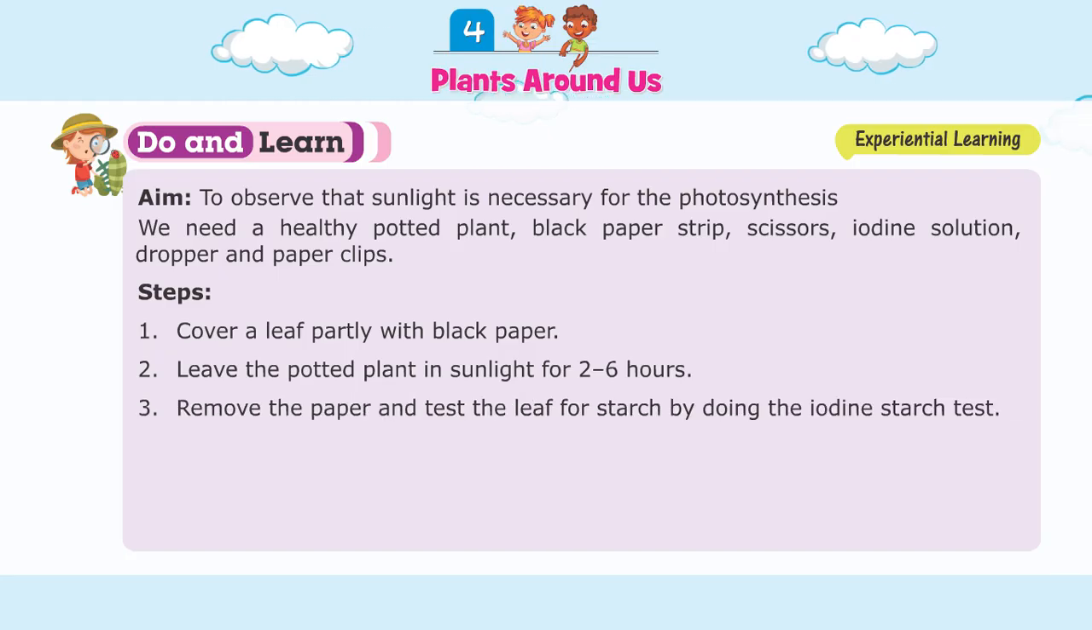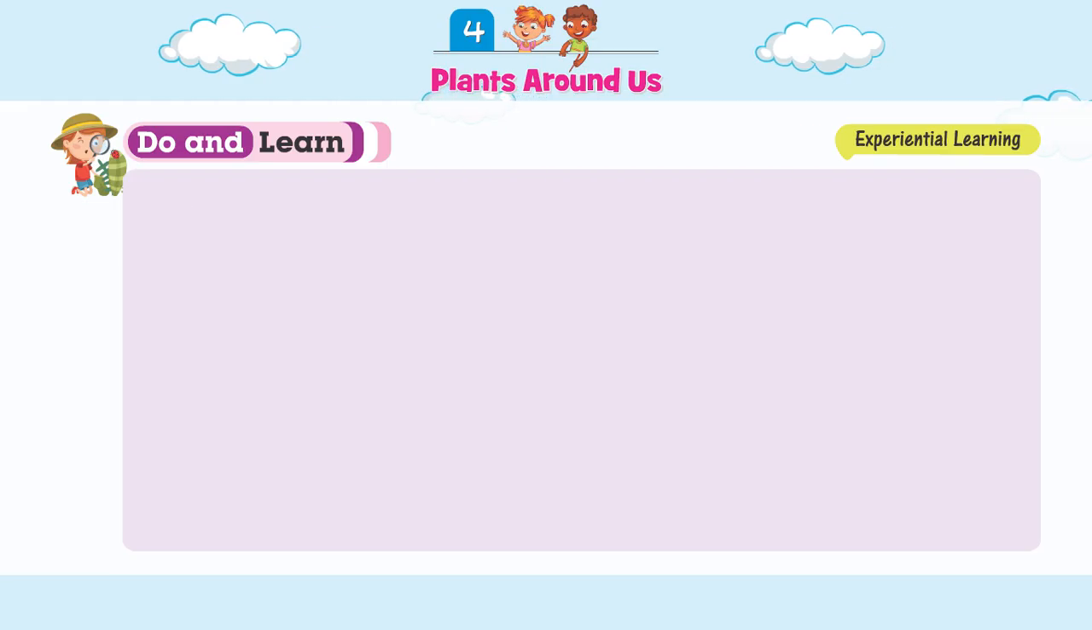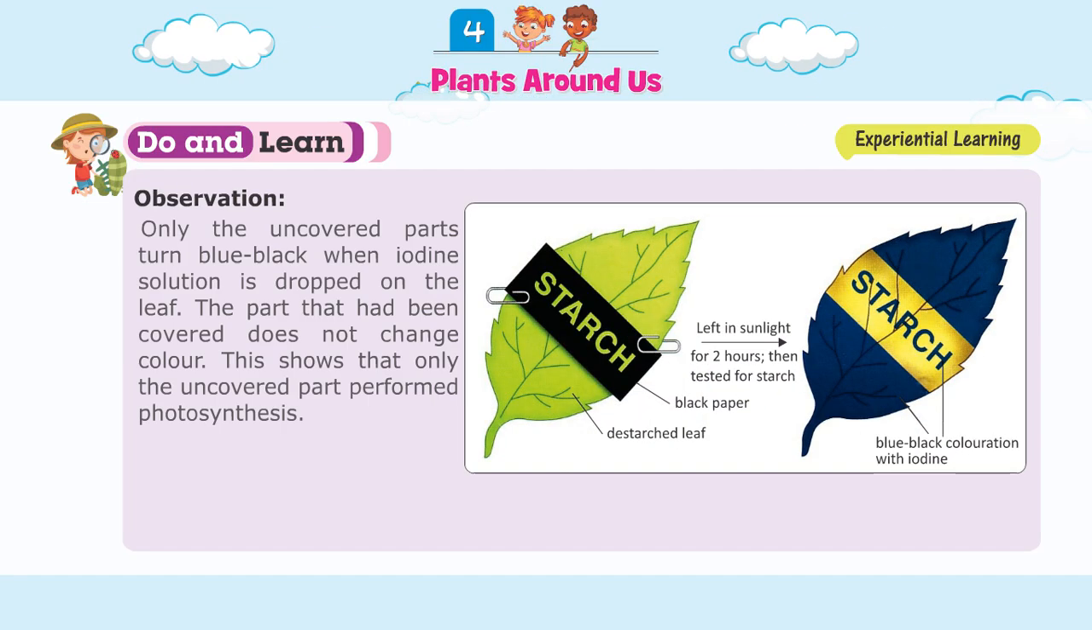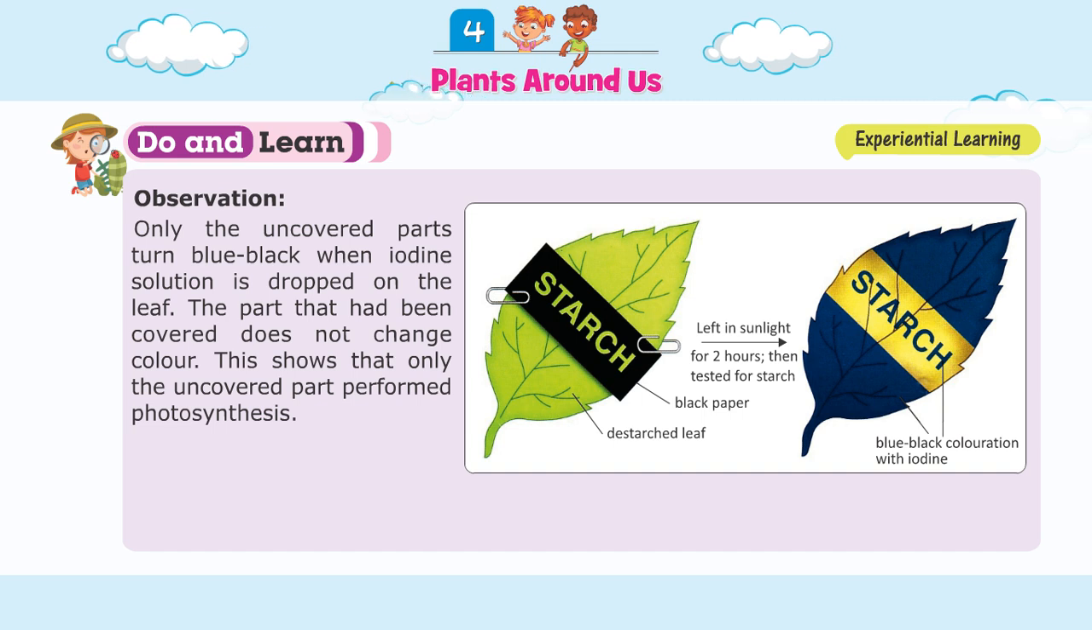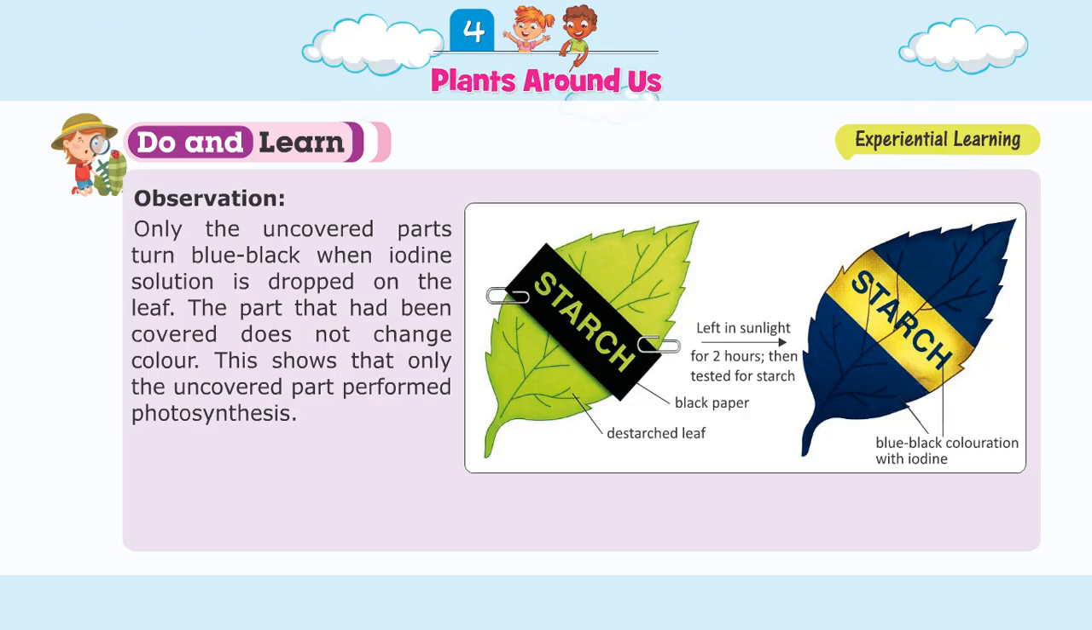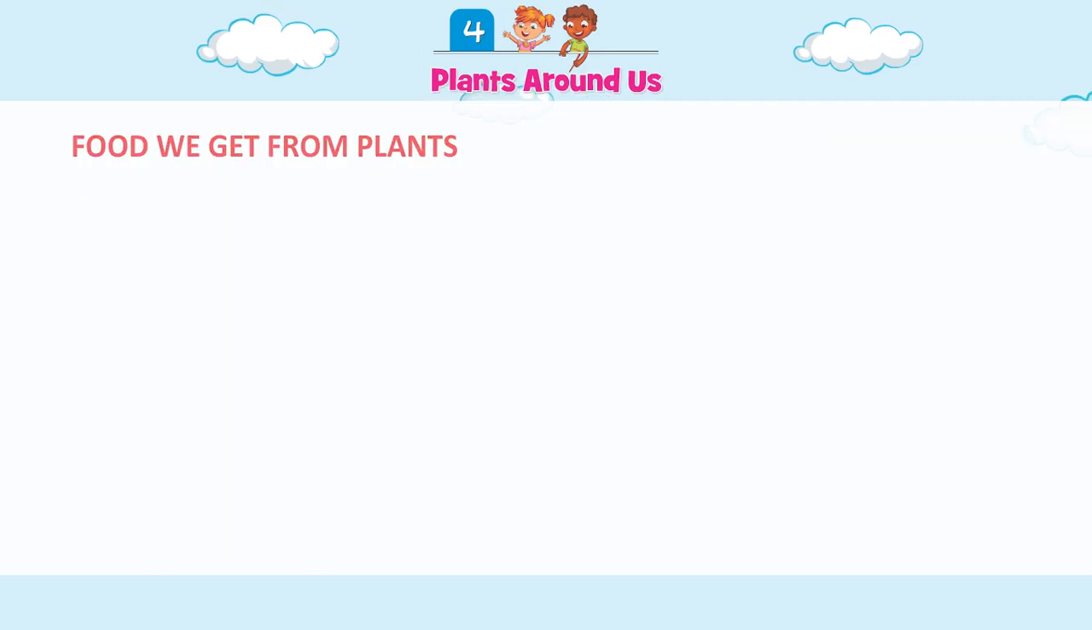3. Remove the paper and test the leaf for starch by doing the iodine starch test. Observation. Only the uncovered parts turn blue-black when iodine solution is dropped on the leaf. The part that had been covered does not change color. This shows that only the uncovered part performed photosynthesis.